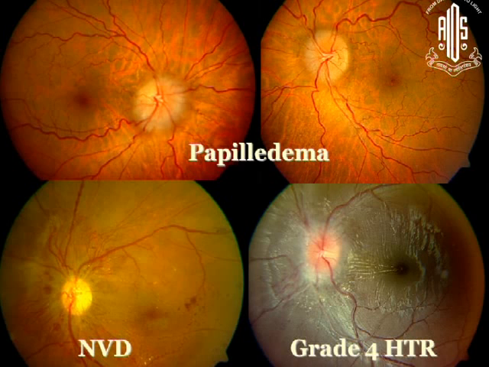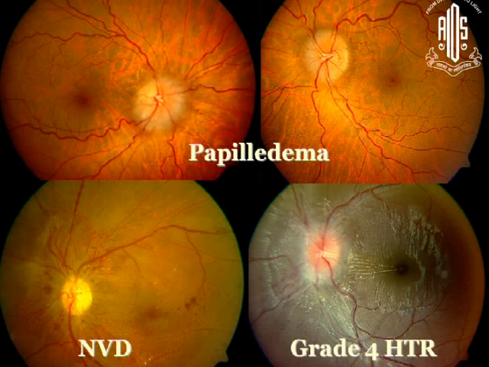As you see here, the first two slides on the top show papilledema, the close differential. You have to look for signs of raised intracranial pressure. Neuroimaging is a must to rule this out. New vessels of the disc can coexist with diabetic papillopathy also, but it's very rare.